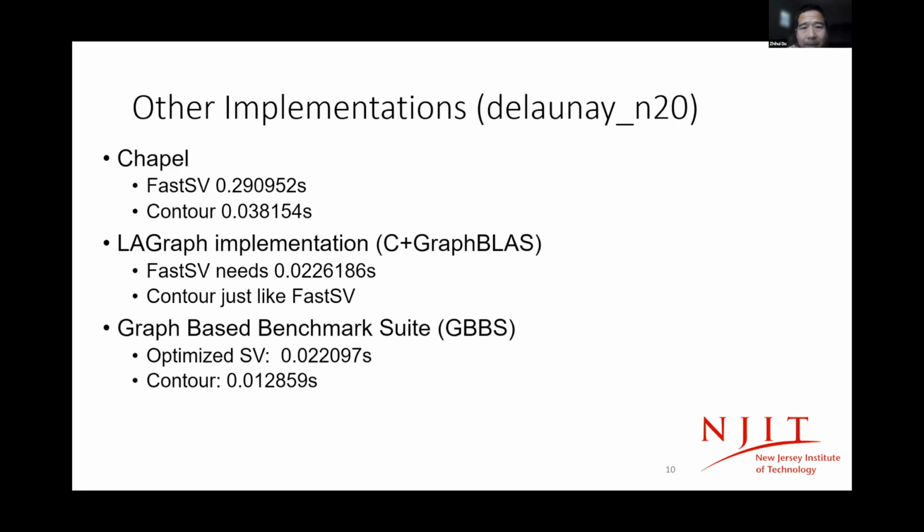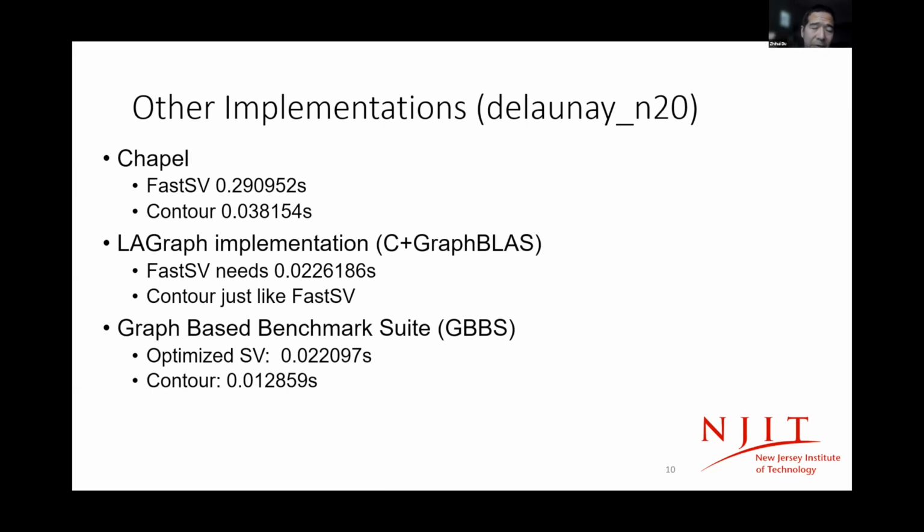The reason is that we can only use the GraphBLAS interface. With this interface, we cannot explore the flexible and fine-grained paradigms. And so the performance of our Contour algorithm cannot beat the FastSV method. For another low-level graph package, GBBS, it's a C++ package. Our Contour method can achieve about 2 times speedup compared with the optimized SV method.